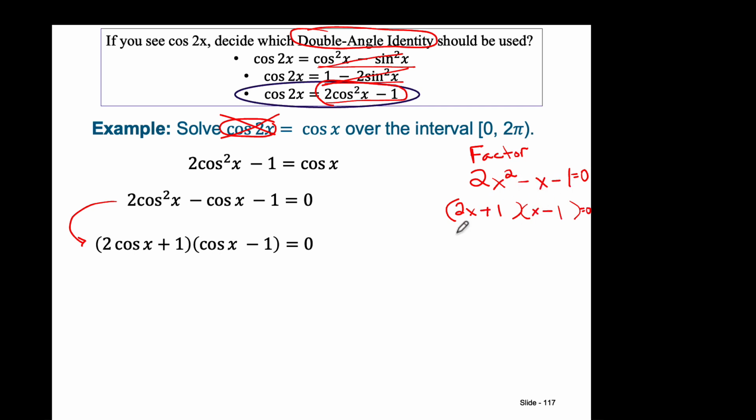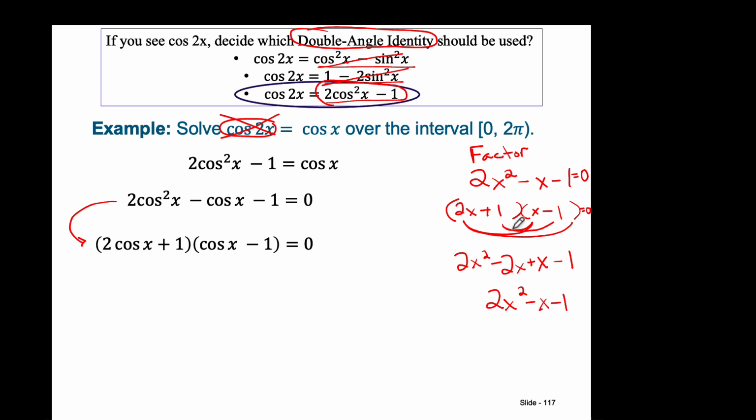To check your work, anytime you factor, you can use the distributive property. So multiply, that gives us 2x squared, multiply, negative 2x, multiply, it's positive 1x, and multiply, that's negative 1. Combine like terms right here in the middle, and that gets us right back to our original trinomial. So our factored form and our original trinomial are equivalent, so we know we factored correctly.